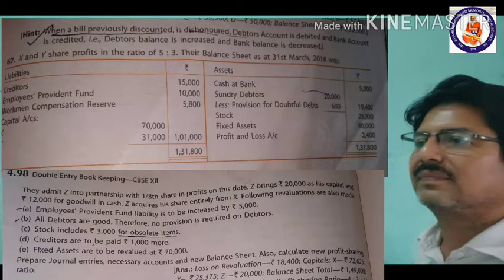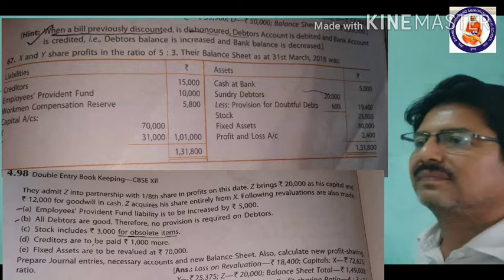And on the liability side, employees provident fund is the fund that is to be given to the employees. This is not the fund for the partners. Then comes workmen compensation reserve. This is the reserve that can be distributed among partners because it is part of the profit. Because if there is no claim, then it will be distributed.